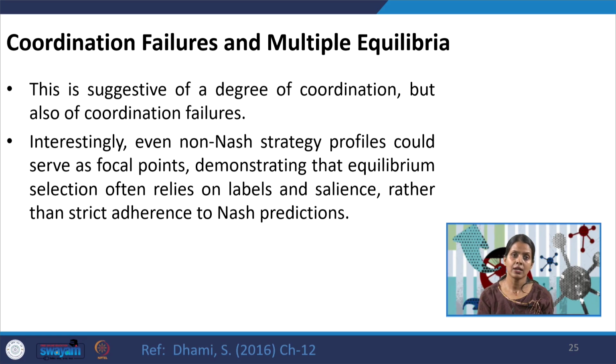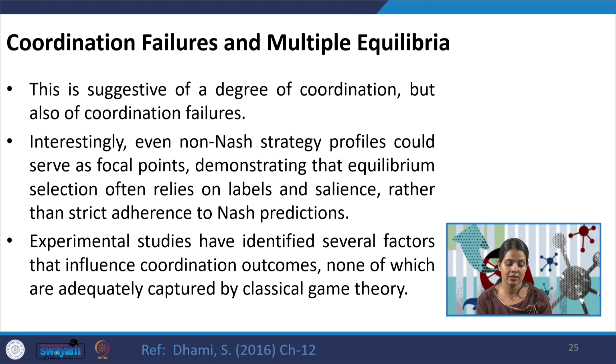Interestingly, even non-Nash strategy profiles could serve as focal points, demonstrating that equilibrium selection often relies on labels and salience rather than strict adherence to Nash's prediction. So, Nash equilibrium is of course supposed to be the best response to other players' strategies, right. However, if people are influenced by certain focal points, salience and labels, then of course their decisions might deviate from Nash equilibrium. Experimental studies have identified several factors that influence coordination outcomes, none of which are adequately captured by the classical game theory.